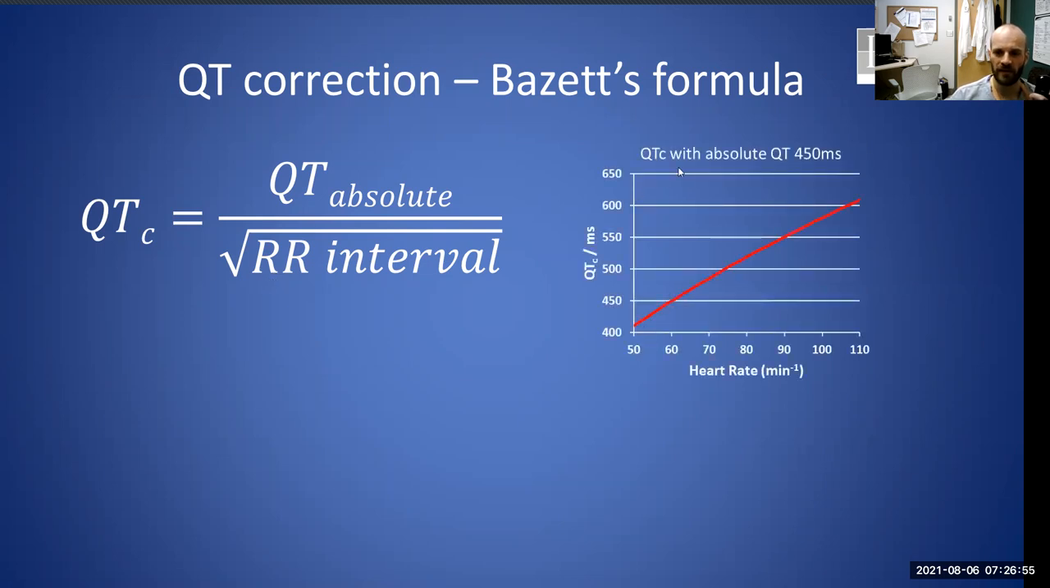So this is the sort of graph that you get with it. If you're measuring a series of ECGs, all of which had an absolute QT interval of 450 milliseconds, the corrected QT would look a little bit like this. So it's not quite a straight line. It's a slightly curved line.